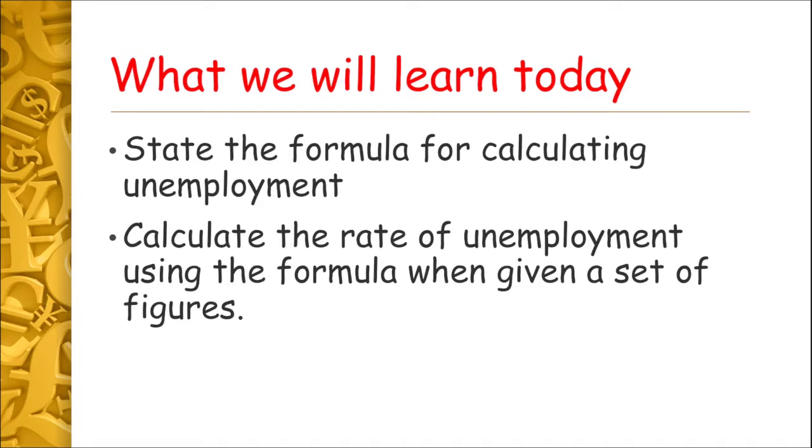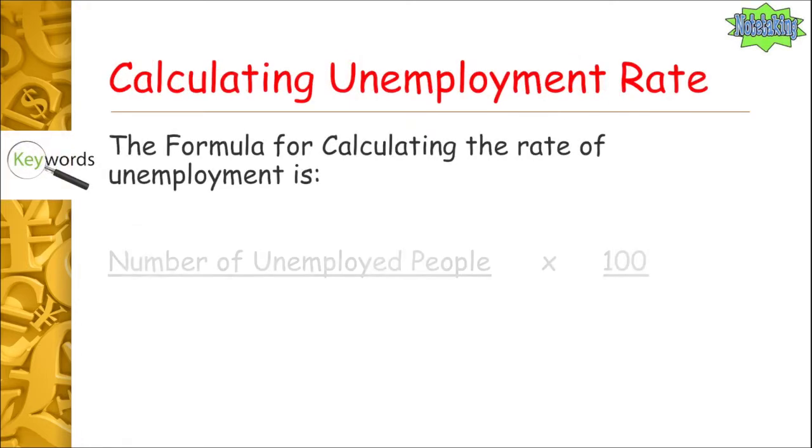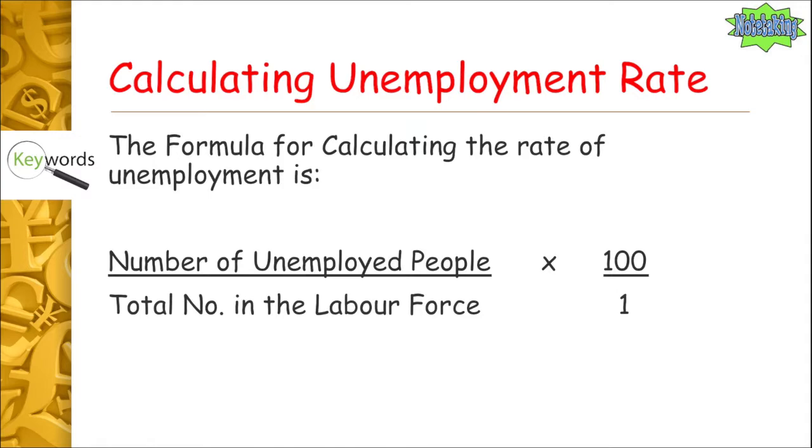We're going to learn what the formula for calculating the rate of unemployment is, and then we're going to calculate the rate of unemployment using this formula when we're given a set of figures. So the formula for calculating the unemployment rate is quite simply the number of unemployed people over the total number in the labour force, multiplied by 100.